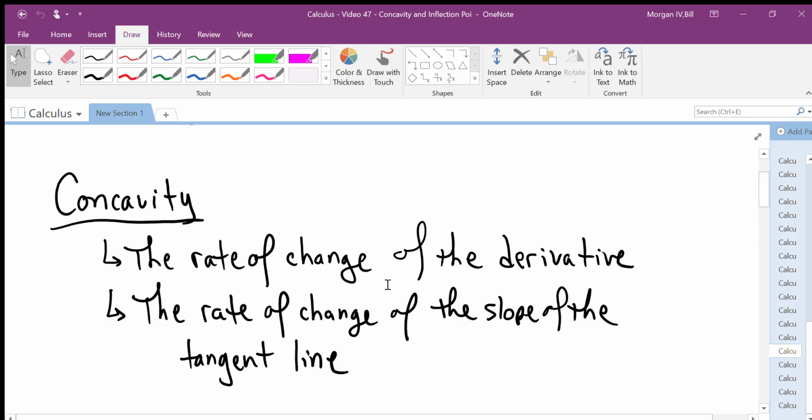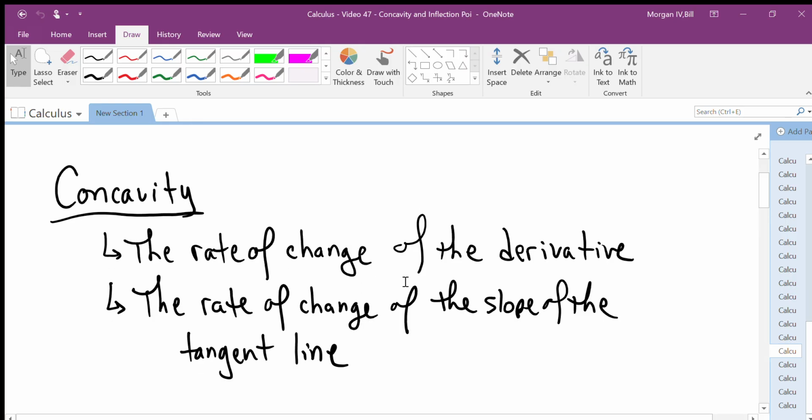Remember that we used the derivative. The derivative function gives us the slope of the tangent line at every point on the original curve. So if we say the rate of change of the derivative, that's the same thing as saying the rate of change of the slope of the tangent line. All right, let's see how we can apply that.